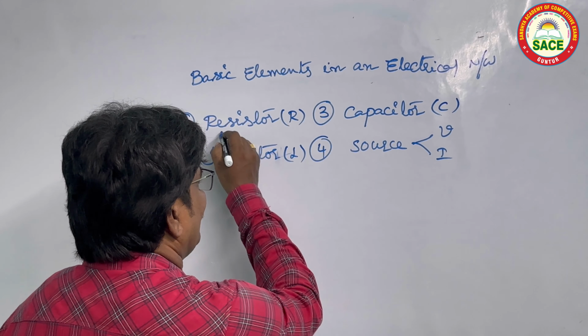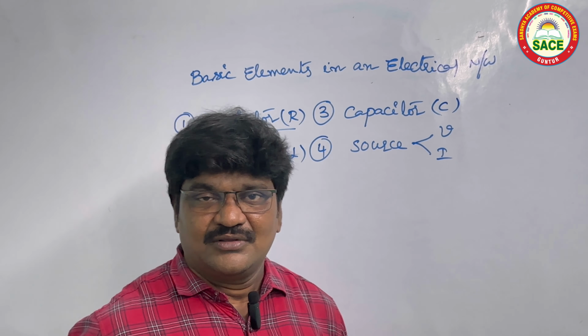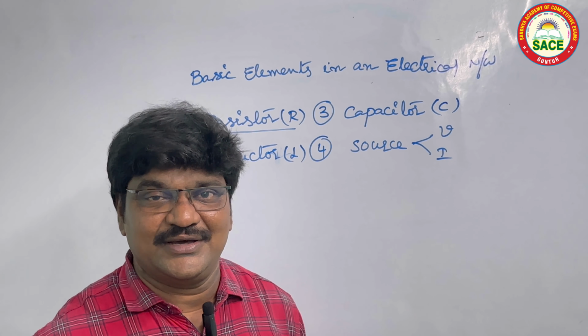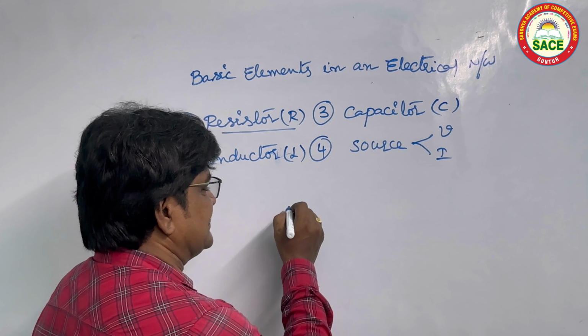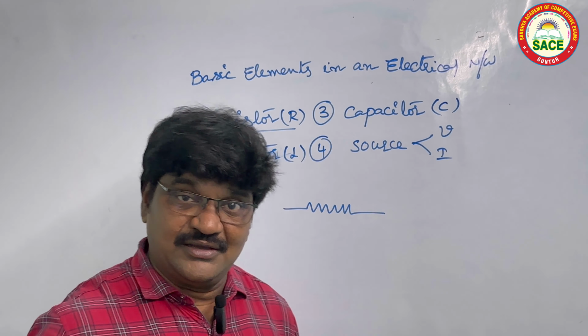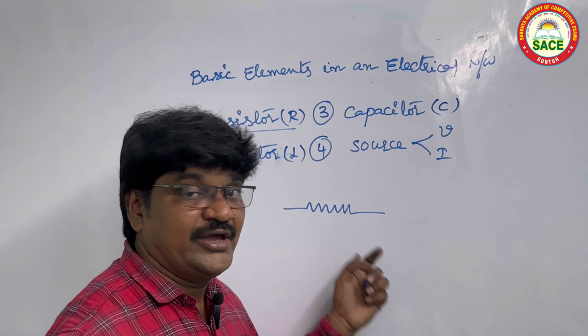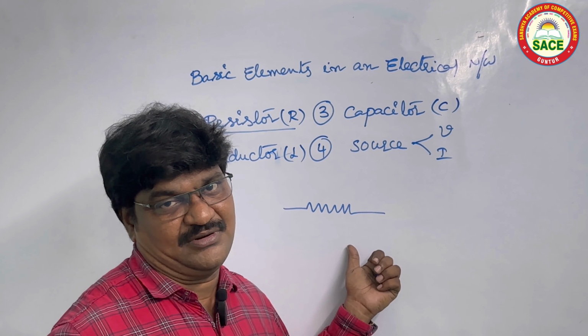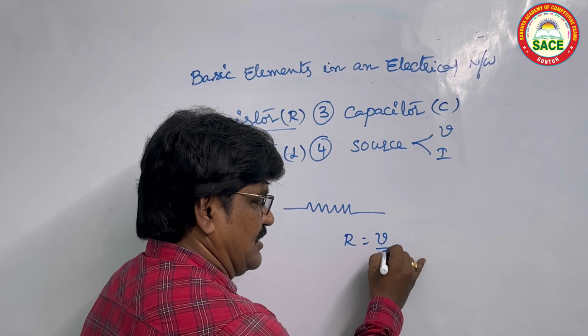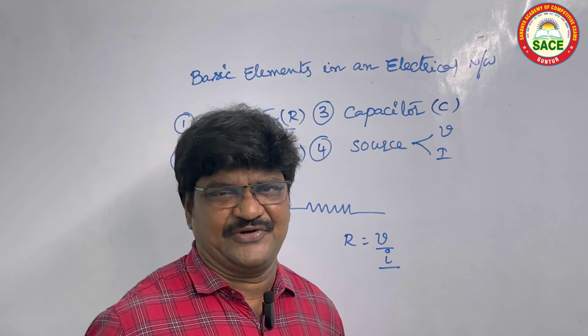You know friends, what is the meaning of resistor? The property of a material which opposes the current is called resistor. We know the symbol is like this, right? So definitely in our classes I explained why we will take the symbol like this. You know what about R is equal to V by I? So this is the symbol, basic fundamental.